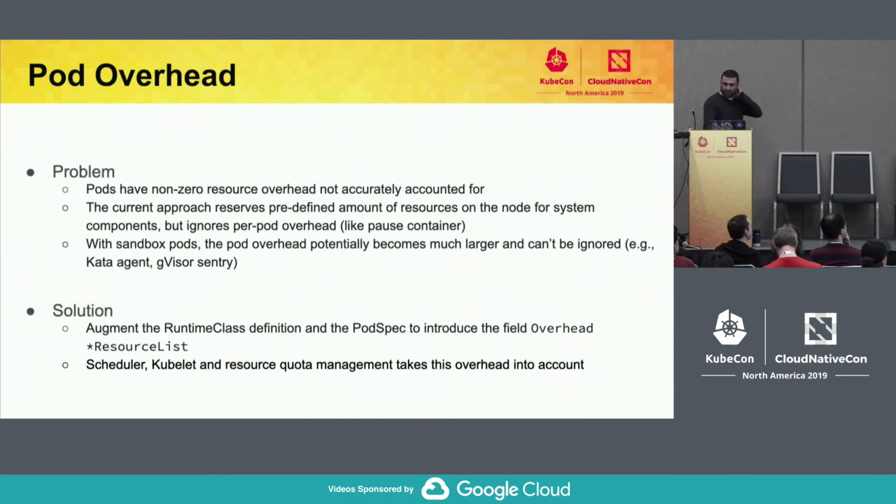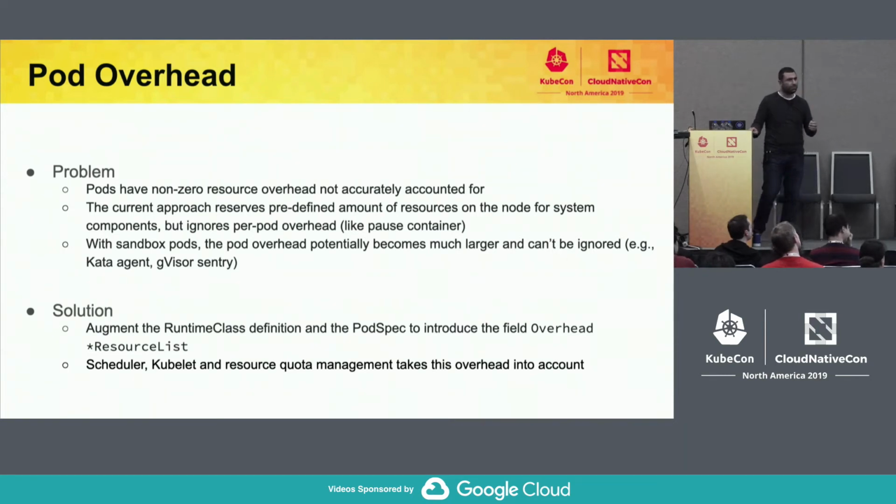There are a couple of planned features that are not completely scheduler related, but are basically cross SIG. The first one is pod overhead. With pod overhead, the problem is that when pods are started on a node, they have non-zero overhead.